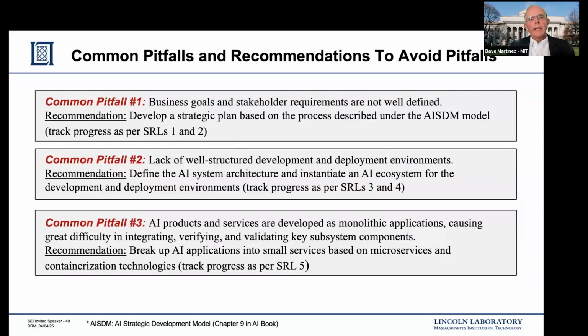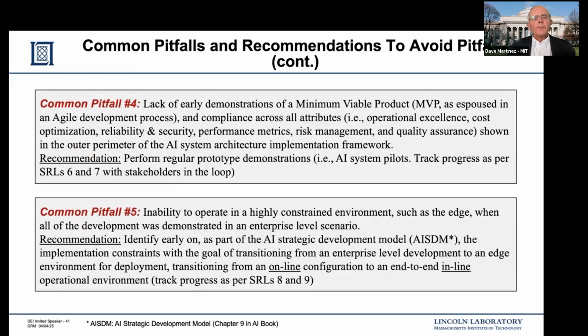And then I highlight a number of common pitfalls that pretty much are consistent with the SRLs, and provide some recommendations. One of the pitfalls is not understanding the key business needs, and that's where the strategic roadmap plays a key role. And we have put forward, in chapter 9 of the book, an AI strategic development roadmap. Things like having a well-understood not only development environment, as I showed you in the AI ecosystem, but also deployment environment. And also make sure that you're not focusing on just a monolithic solution. There are great tools out there: microservices, containerization using Docker, Kubernetes, and so forth.